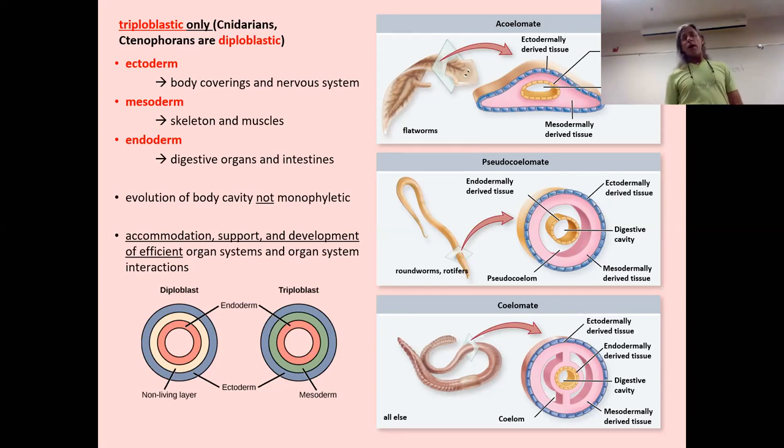Now, speaking about body cavities, there are some animals who don't have that. Of course, we're not talking about the sponges, and we're not going to be talking about the cnidarians, the jellyfish, or the comb jellies. We're only talking about the triploblastic. So there are organisms out there that we call acoelomate in the upper right. That's a flatworm. That's a planarian. We get to those today.